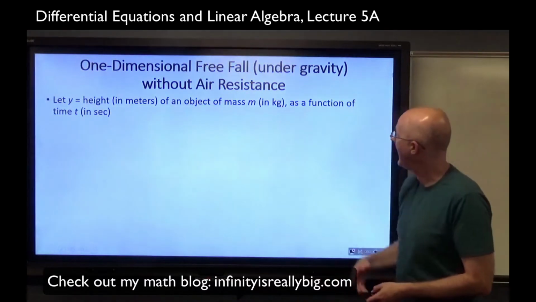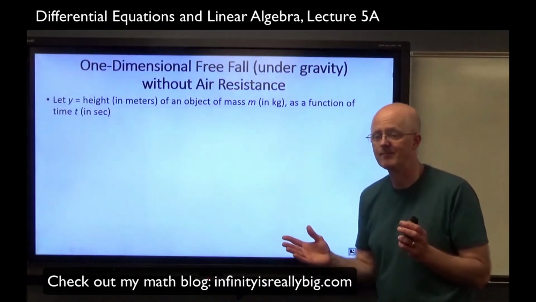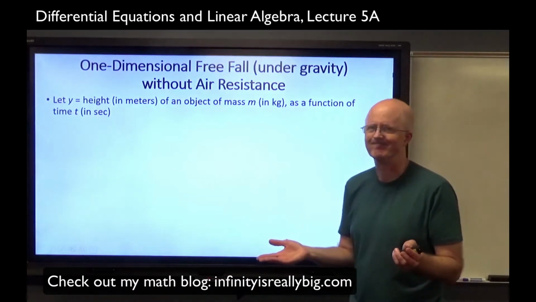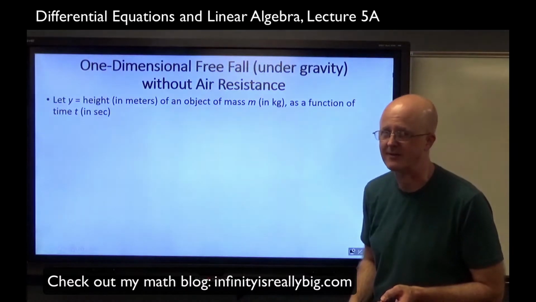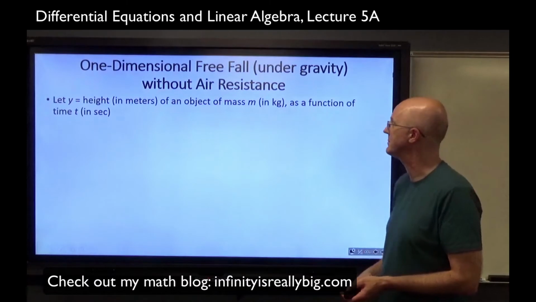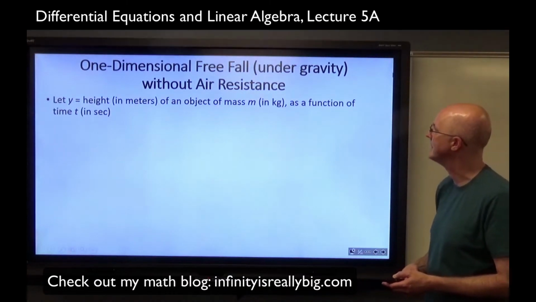In meters. It's an object of mass m in kilograms. We're not saying what kind of object it is here. Could be a rock, could be a feather. Assuming no air resistance doesn't sound like a good idea for a feather, unless it were in a vacuum. But we want to keep things simple here and start with no air resistance. And t is time in seconds.